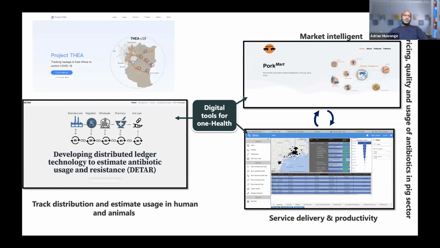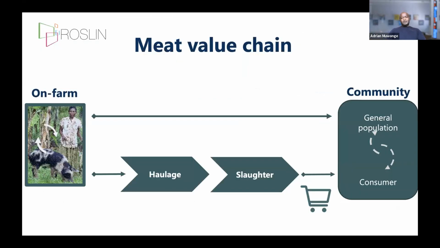Now, as part of COVID-19, with the experience we had in developing tools, we got funding from NIHR and MRC to build a digital contact tracing tool that is tailored to the whole agri sector in East Africa. So these are the 4 tools that I'm working with to create this digital One Health space as an area of research.